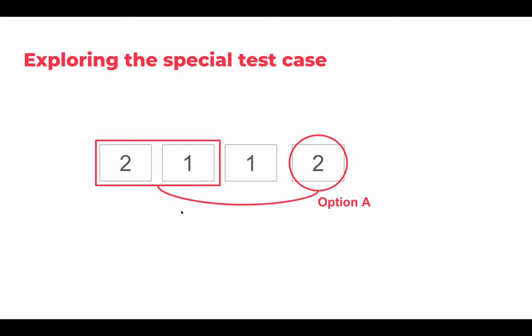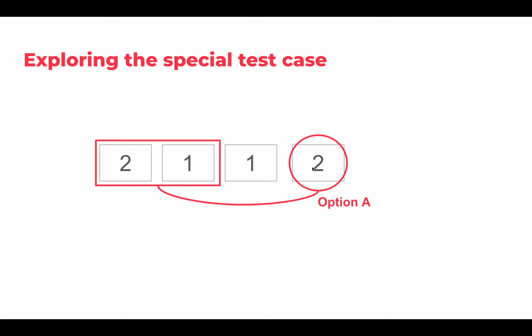So this will be 2 plus the maximum we can get from these two houses, which is the maximum from either house 1 or house 2. That's going to be 2. So this gives us 2, which is the maximum we can steal from these two houses, plus 2 there.